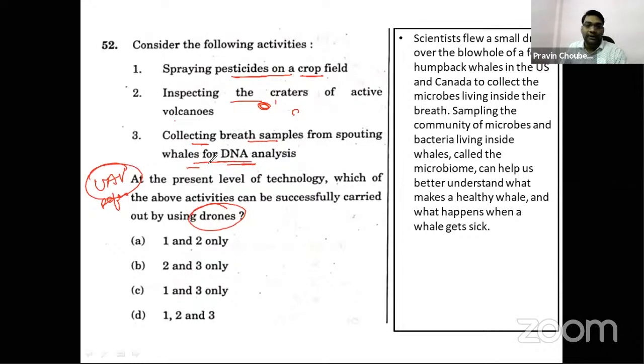This is also done by many countries, where they use drones for taking breath samples of spouting whales and dolphins. The scientists flew a small drone over the blowholes of a few humpback whales in the US and Canada to collect the microbes living inside their breath. Sampling the community of microbes and bacteria living inside whales, called the microbiome, can help better understand what makes a healthy whale and what happens when a whale gets sick. So this is also helping to understand the DNA analysis of some of the fishes with the help of drones. So all these statements are correct. Okay, so option D will be the correct answer.